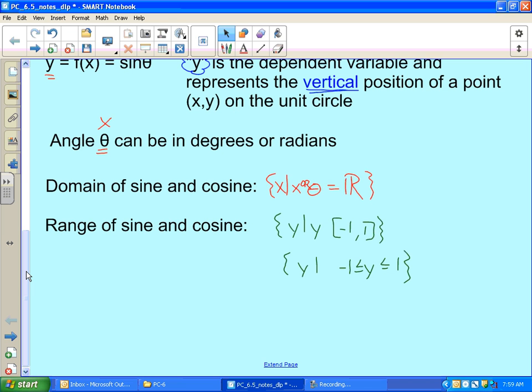So domain, theta, we can turn any angle, positive or negative. Our range values, though, this distance from the center, comes between negative 1 and positive 1 for both sine and cosine.